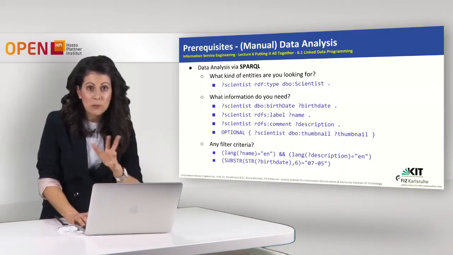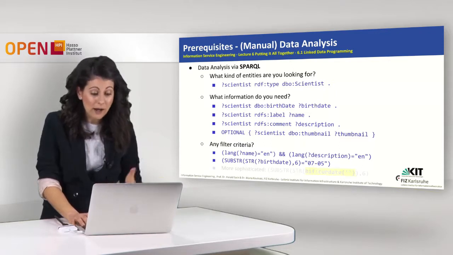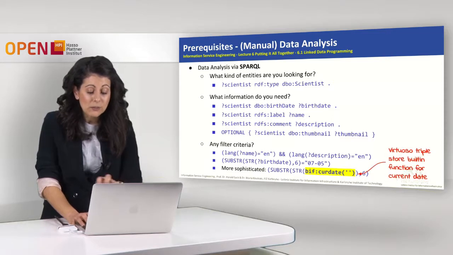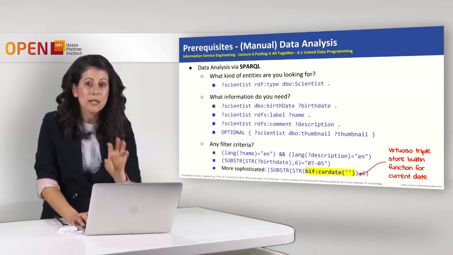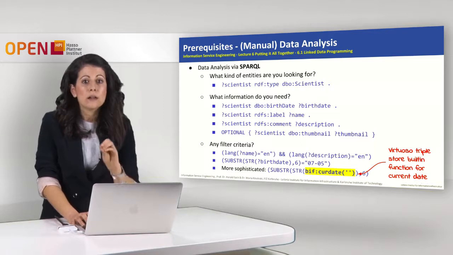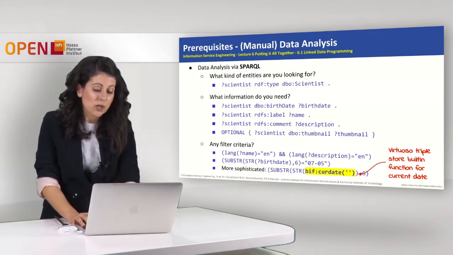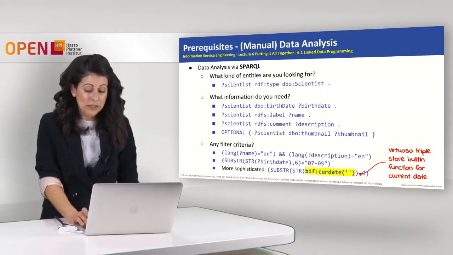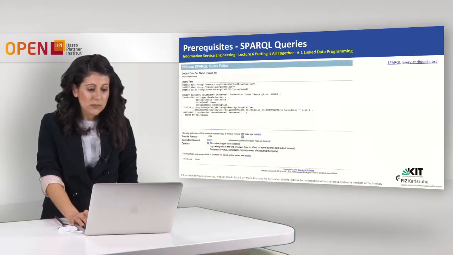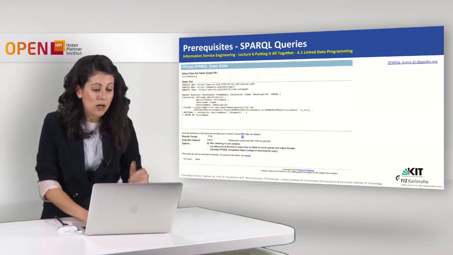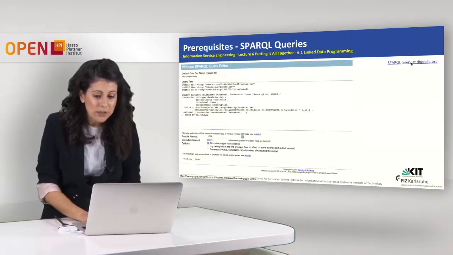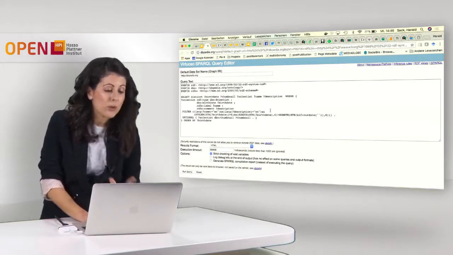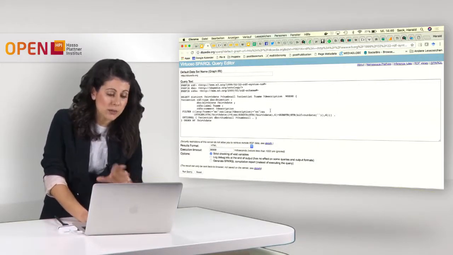But if we want to do it in a more automatic way, we can, because there is this BIF curdate, which is a Virtuoso triple store built-in function to get the current date. So we can just use it to have the current date every time and not make it a manual task. So our query, we are going to ask it in DBpedia, so let's go there together and check. So this will be our query with all the filter criteria as we discussed up to now.